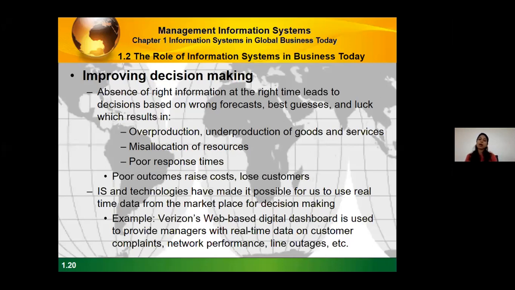So the poor outcomes will raise costs and lose customers. Because of these poor outcomes, what happens? Sometimes it will increase the cost to the organization. Let's take an example: if the organization goes with overproduction, you produce more than required, right? Then at the end of the required time, you are not in a position to sell these products, but you have to maintain them in your inventories. For that, you have to incur cost.